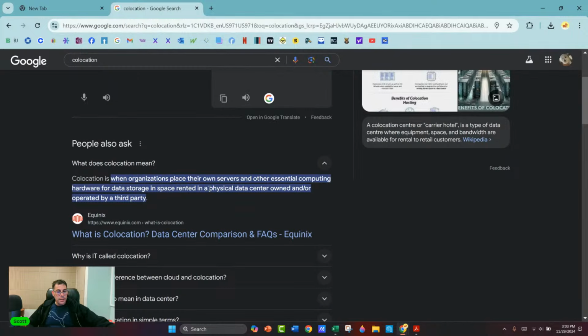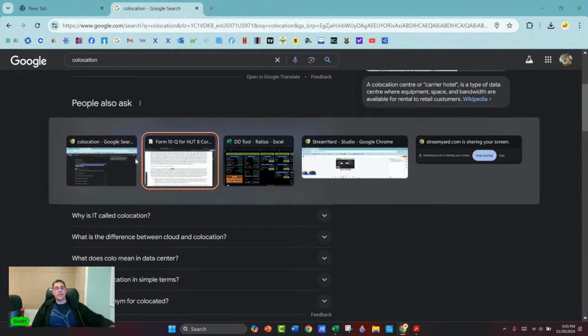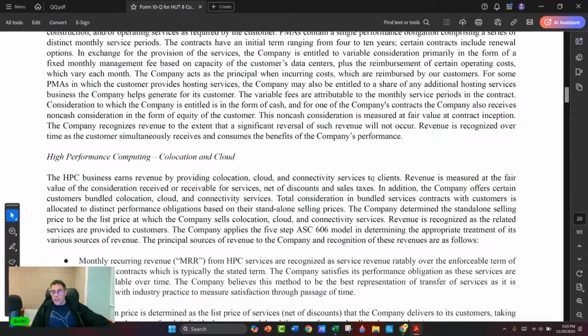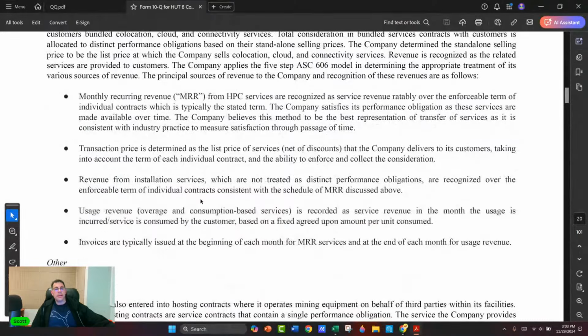Colocation. I always wonder what exactly does colocation mean? So it's when organizations place their own servers and other computing hardware for data storage in rented space. So when they use the servers in the data centers, it charges a fee. Measure the fair value of consideration received for services. Monthly recurring revenue from HPC services is recognized as service revenue. Transaction price is determined.